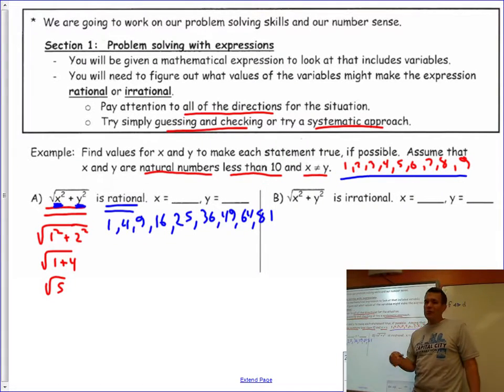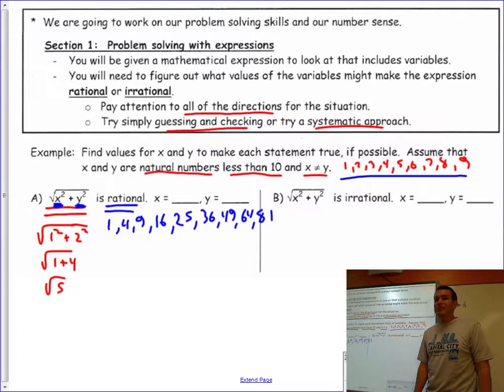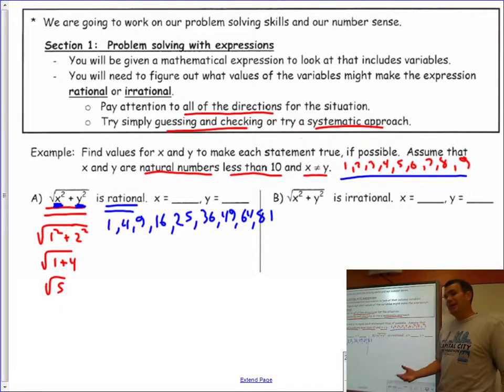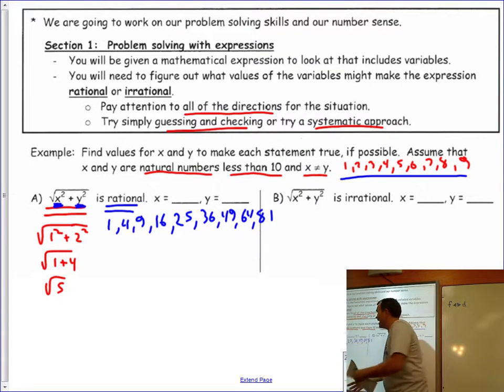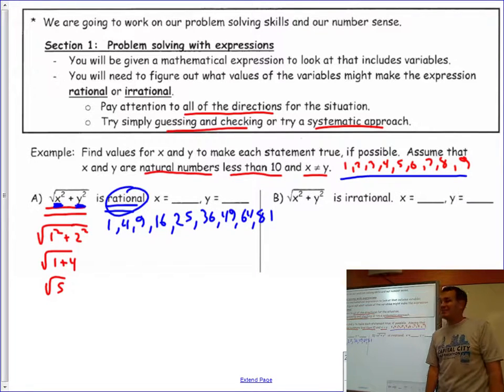And when I square the y, I get a perfect square. So I also get one of these. But the thing is, when I add them together, I also have to get a perfect square because the square root is rational. And if the square root is rational, that means I'm taking the square root of a perfect square. So what I'm really looking for is two perfect squares that when you add them together, you also get a perfect square.